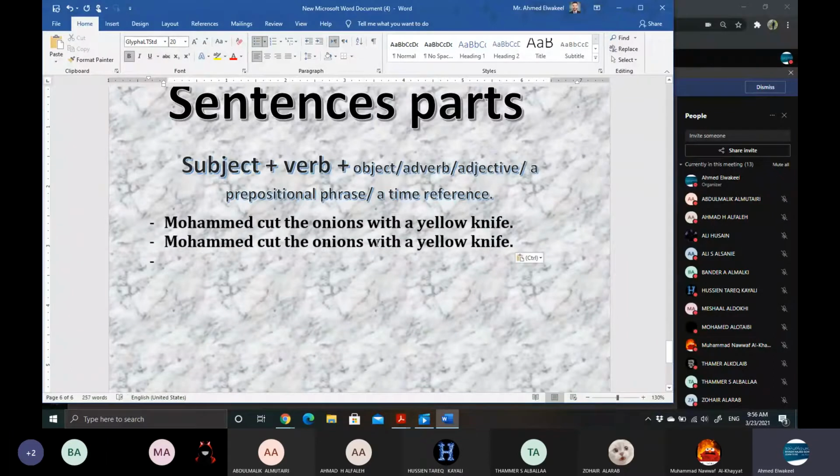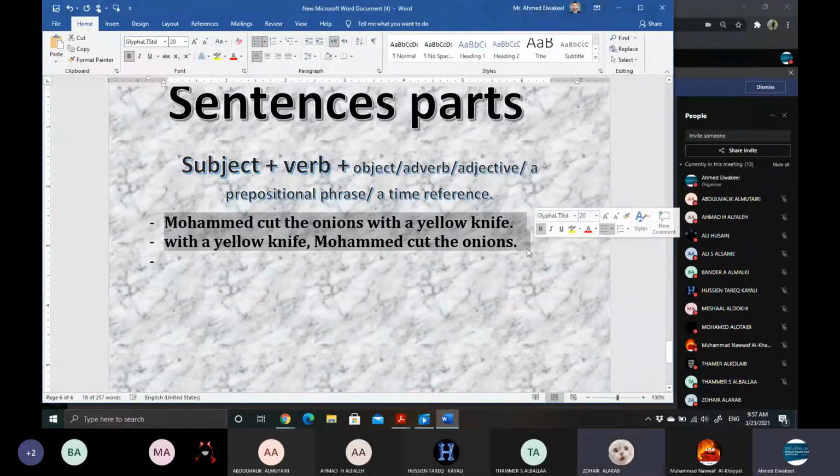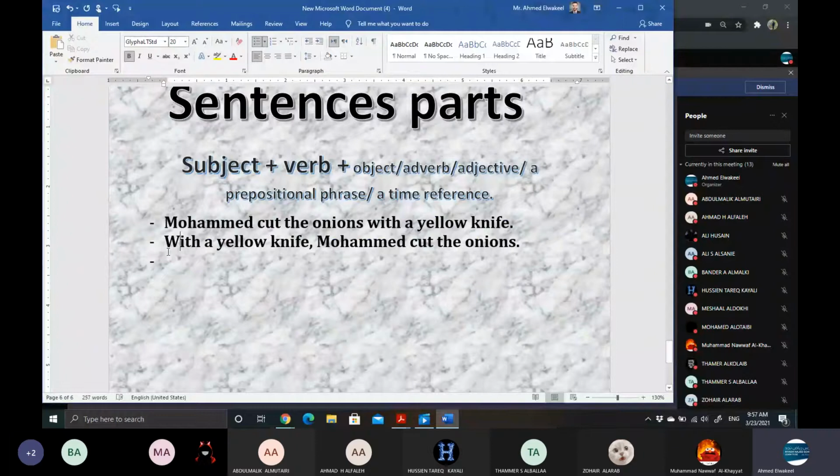The same example, but take this and put it here: with a yellow knife, Muhammad cut the onions. So what is the difference between the two sentences? I just alternated the sentence. Muhammad cut the onions with a yellow knife. Yes, you put the prepositional phrase in front. To start with the prepositional phrase, what did I do? What is the importance of starting with the prepositional phrase?